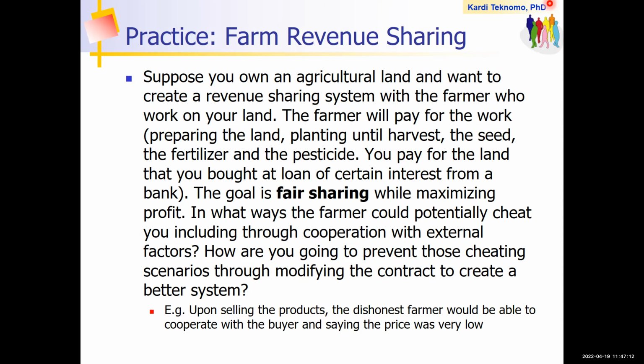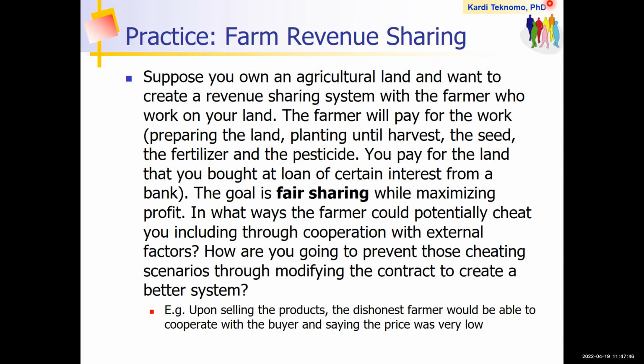So the goal is fair sharing, maximizing the profit. In what way could the farmer potentially cheat you through cooperation with external factors? I put an example there. Upon selling the product, for example, the dishonest farmer could cooperate with the buyer, saying the price was low and so on. And then how are you going to prevent those cheating scenarios? Through modifying the contract. Create a system that is better for both of you, to create a win-win situation.